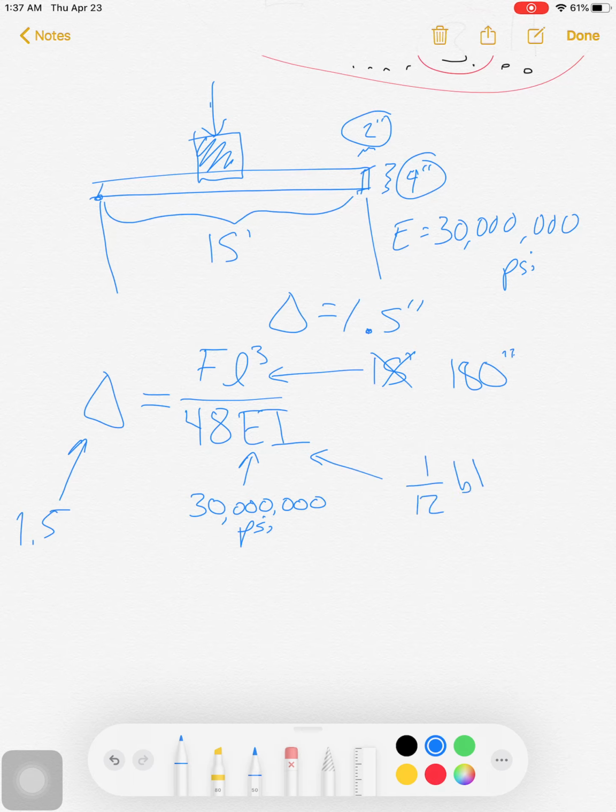And our I value, remember we know how to calculate I, it's 1/12 base height cubed. And in this situation, the base is going to be this 2 inches, and our height is going to be that 4 inches, because the 2 inches is perpendicular to the direction of the force, and the 4 inches, this measurement, is in the same line as the force. So it'd be 1/12 times 2 times 4 cubed. All right, so let's go ahead and do that.